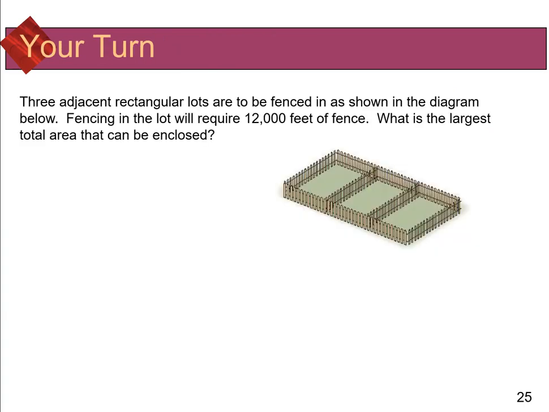So now your turn. You have 3 adjacent rectangular lots to be fenced in as shown in the diagram below. Fencing in the lot will require 12,000 feet of fence. What is the largest total area that can be enclosed? Keep in mind that you have the perimeter of the fence and you have the 2 partitions in there. So all that's being built with that 12,000 feet of fencing.